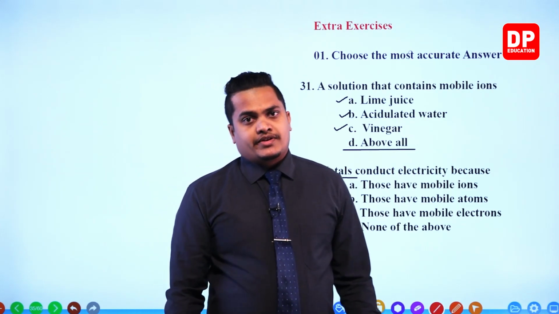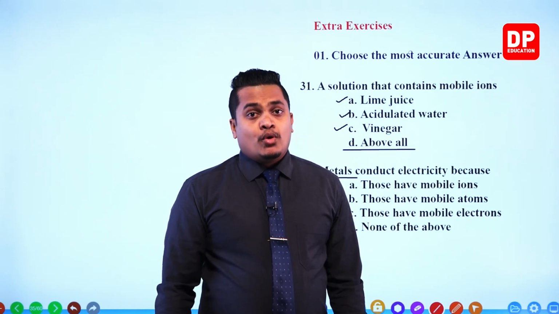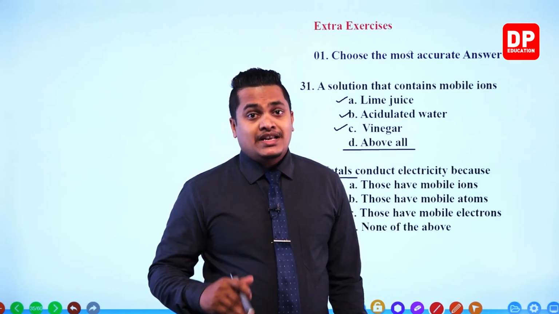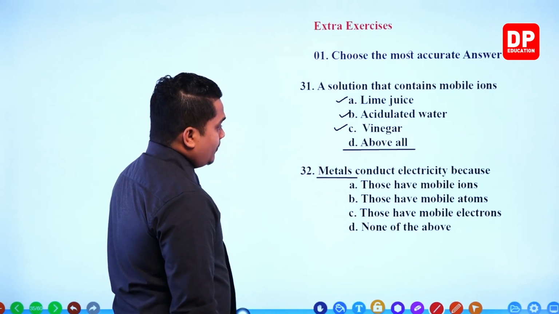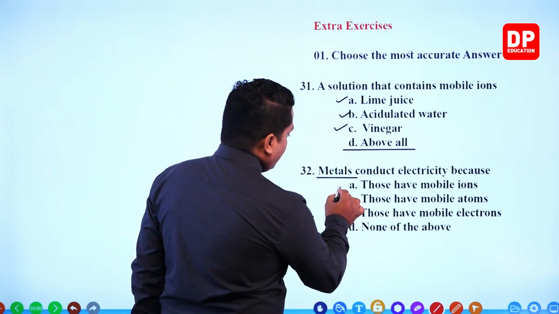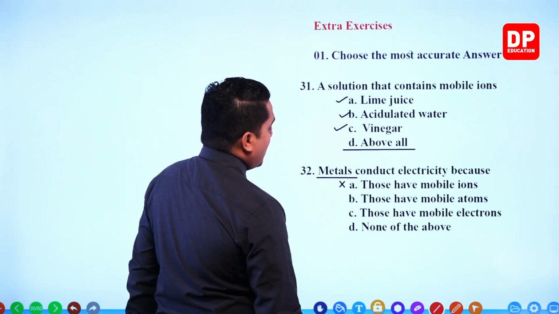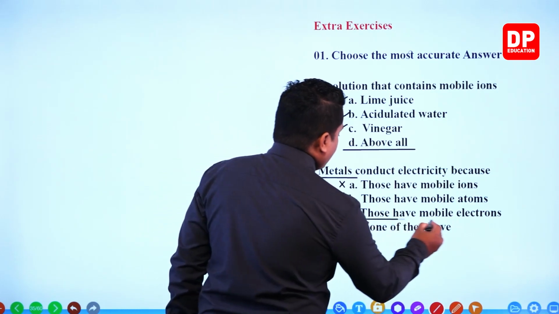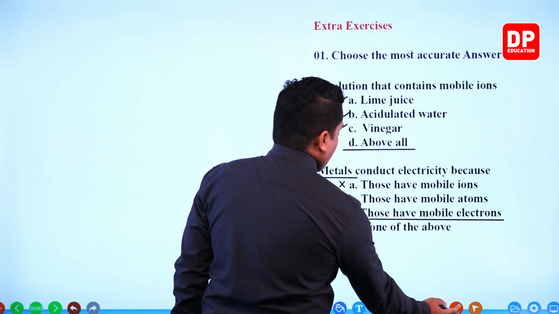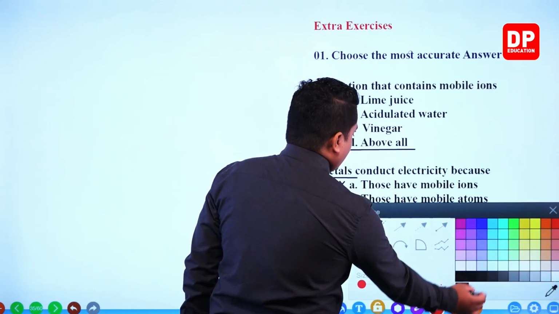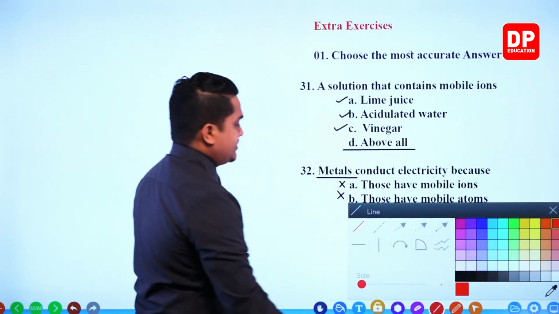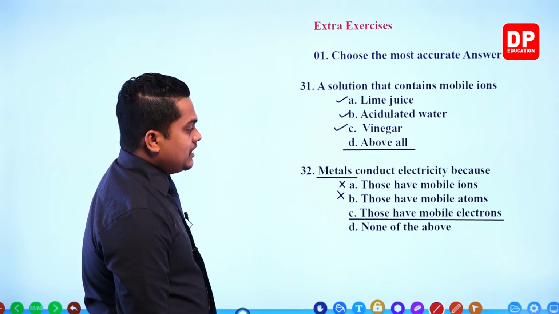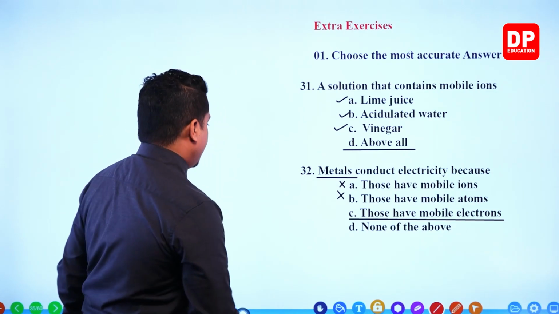That means, my dear children, metals contain mobile electrons or moving electrons, not ions but electrons. So those have mobile ions, incorrect. Those have mobile atoms, once again incorrect. Those have mobile electrons. As they have mobile electrons, they can conduct electricity, right?